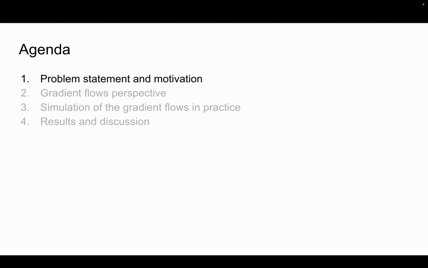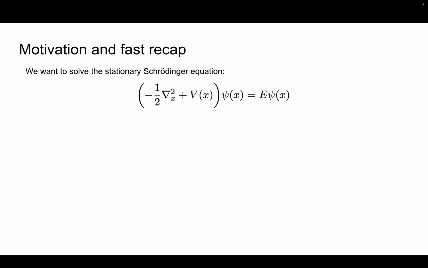I would like to start with the problem statement and motivation. In this paper we want to solve the stationary Schrödinger equation, which is: given the potential V of x, we want to find the eigenfunction psi of x, which corresponds to the minimal eigenvalue E, which is energy.